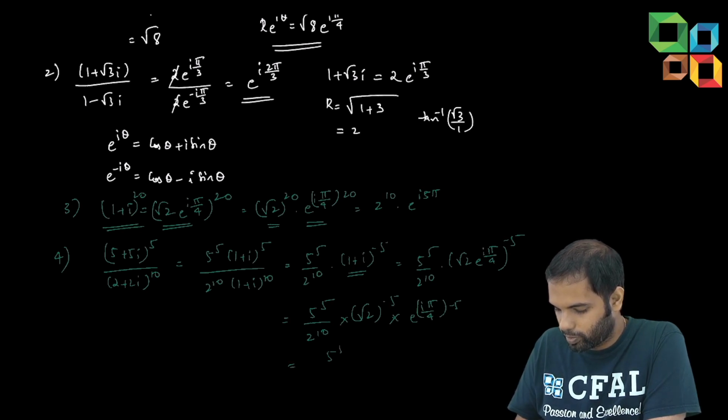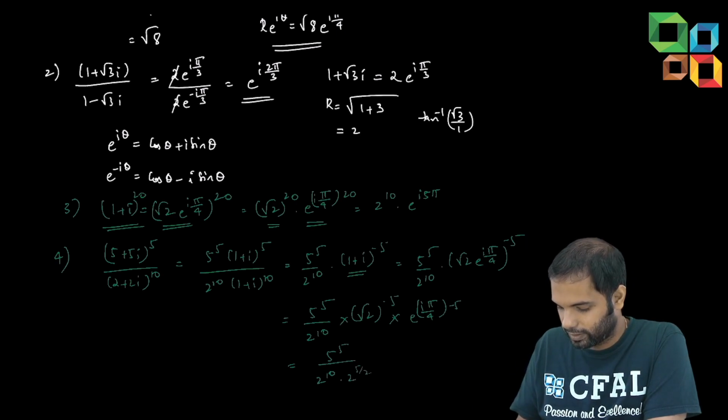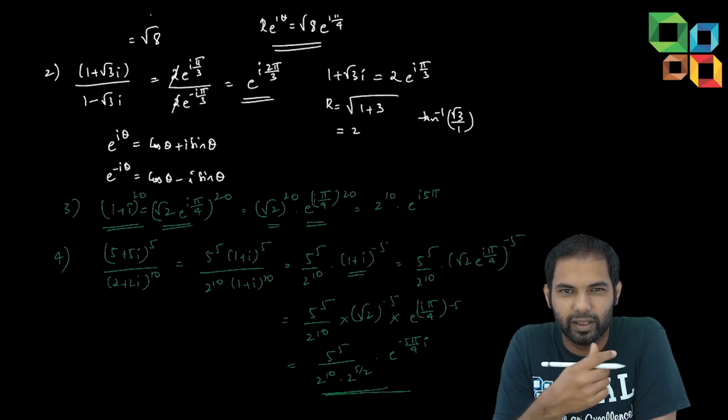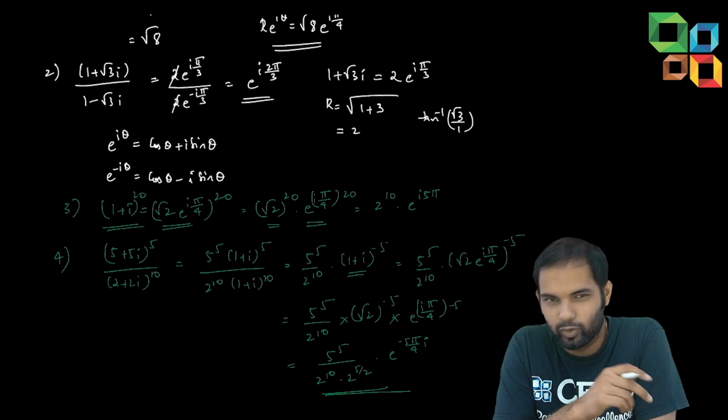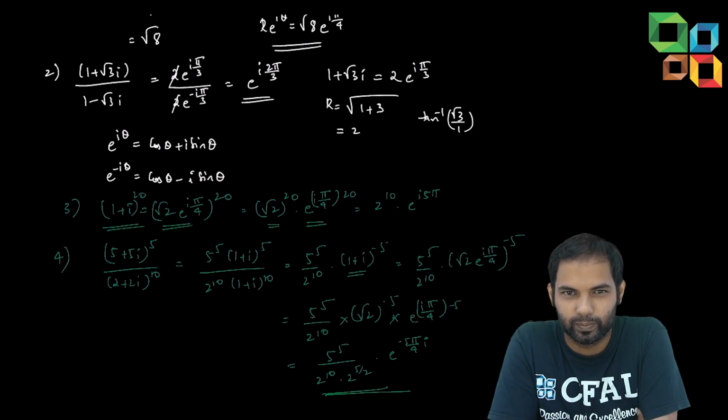If you want, you can simplify a bit better by writing all the 2 powers common. This is 2 power 10 into 2 power 5 by 2 in the denominator, and this is nothing but into e power minus 5 pi by 4 i. If you want, you can combine that 2 power 10 and 5 by 2 and make it, say, 2 power 12.5, or you can write in terms of fractions, which is 25 by 2.